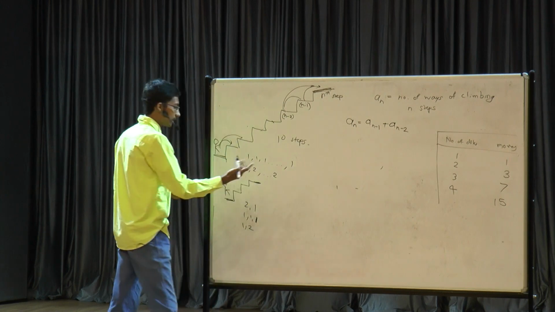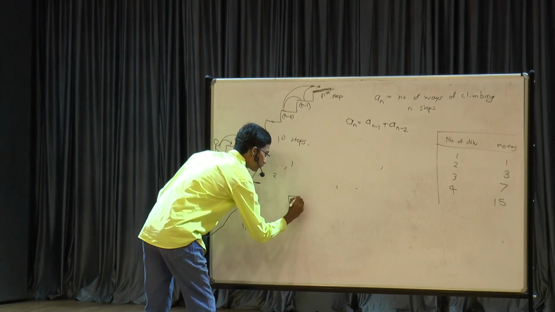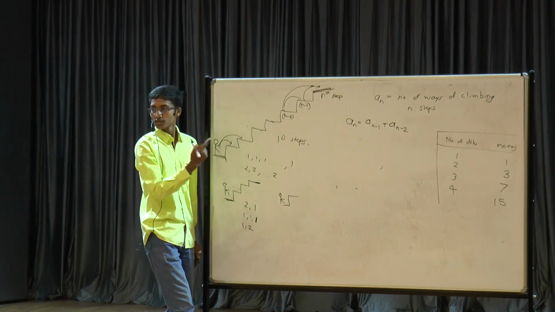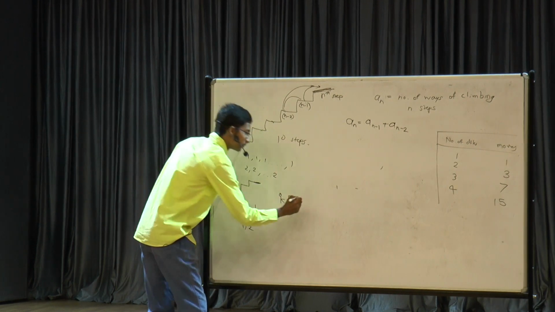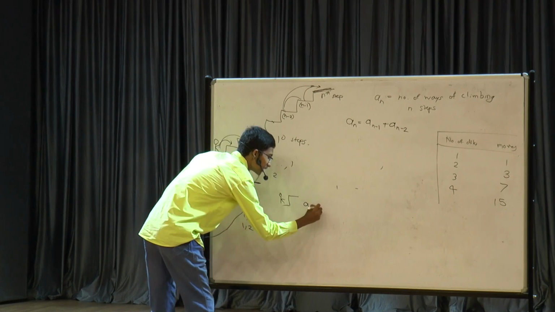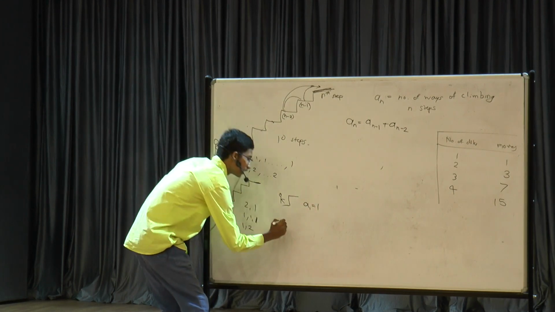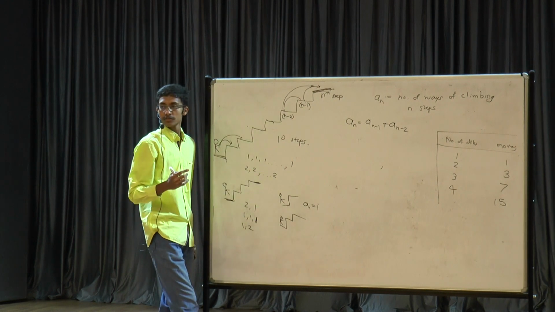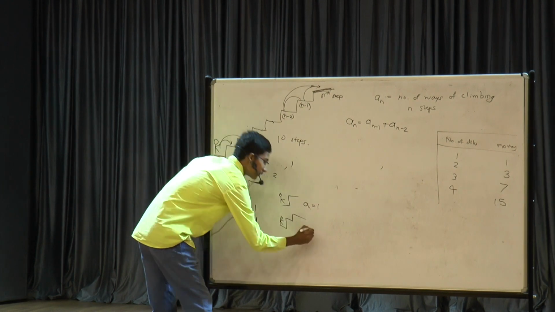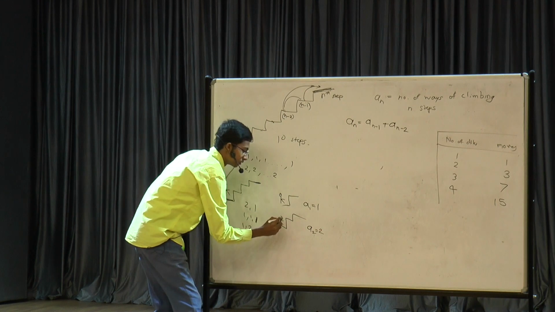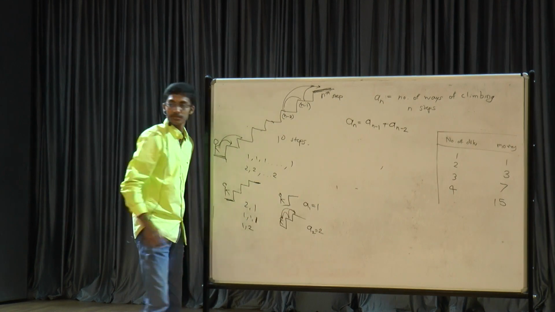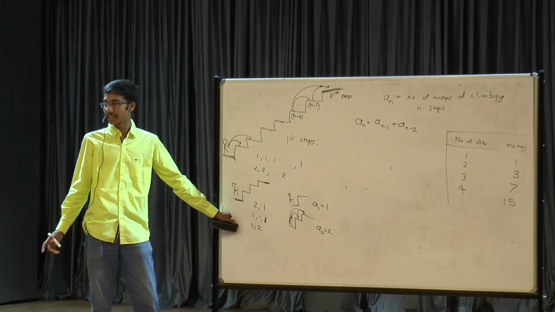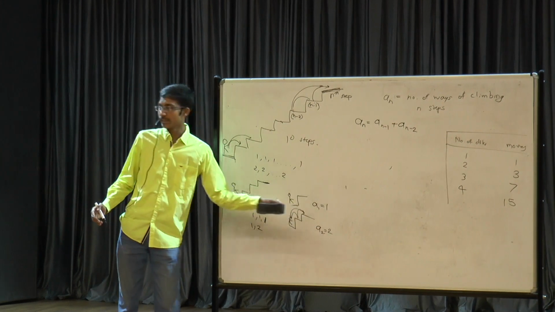So let's calculate for smaller numbers. If there's just one step, I'm starting from here. How many ways are there to go? 1. So A1 is 1. If there are 2 steps, in how many ways can I go? 2. So A2 is 2. Like this or like this. If you remember, A3, he just told us, was 3. Do you see it's the addition of 1 and 2?